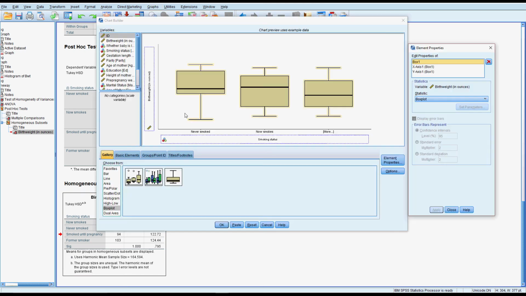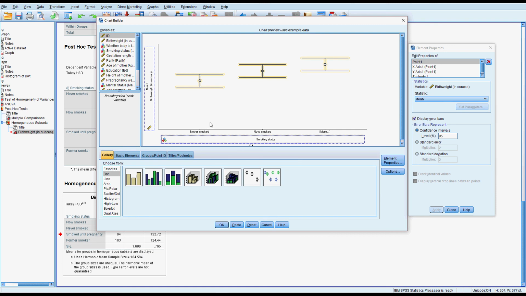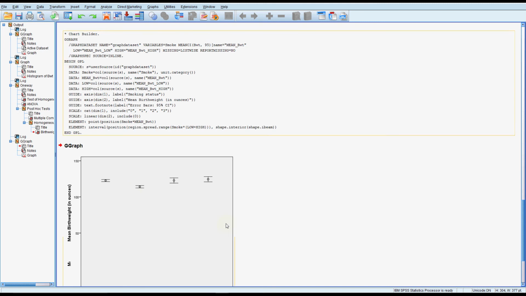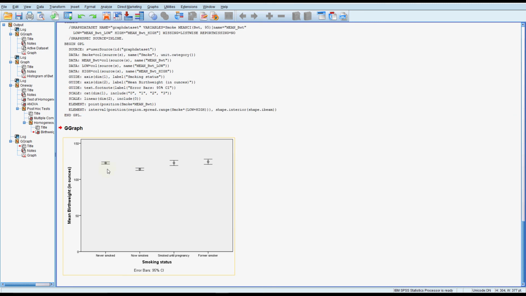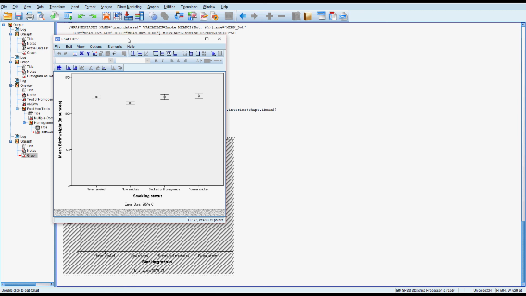So if we go into Chart Builder, it's under bar because they're error bars, and if you've already done your box plot, you can just drag that over the top and it will switch out the box plot for the means and confidence intervals. Now you can sort of see that the now smoked is lower than the others. Actually, I think what might make it easier to see is if we change the scale on the y-axis, just to zoom in a bit.